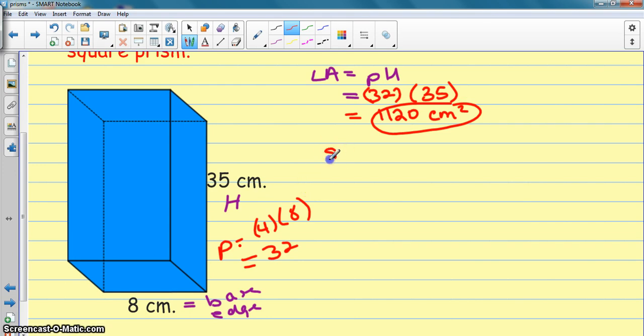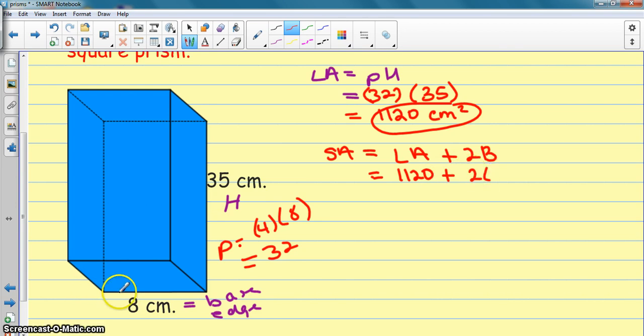The surface area, remember, is the faces plus the bases. So I'm going to use my lateral area, and I'm going to add 2 base areas. My lateral area is already above. It's 1,120. Now I'm going to add 2 base areas.